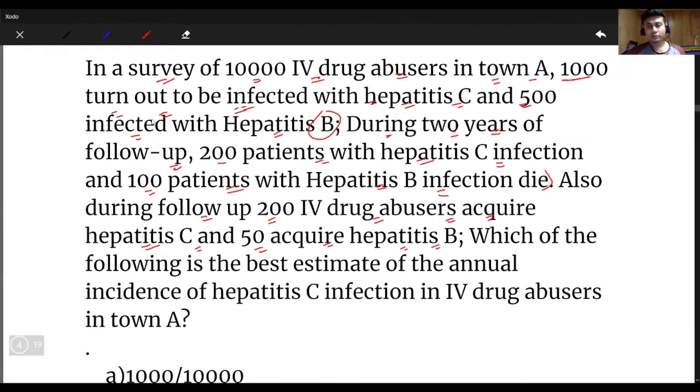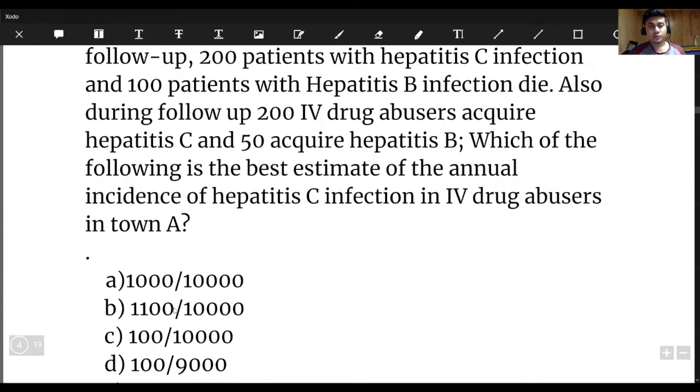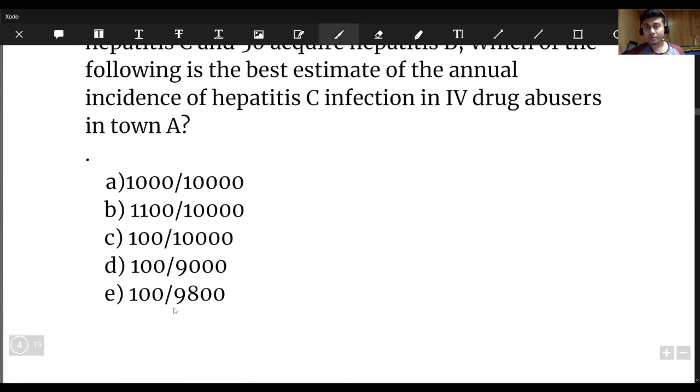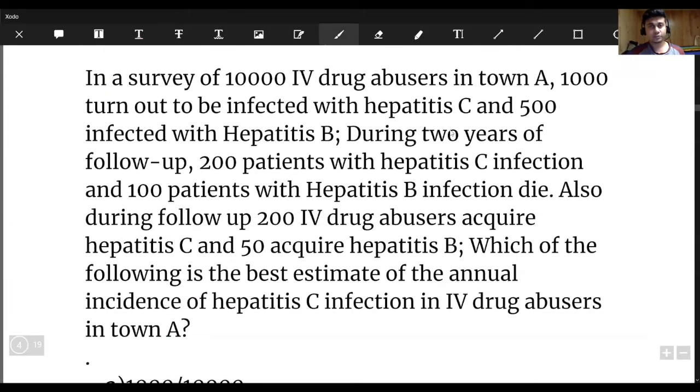Now, which of the following, the main question, is the best estimate of the annual incidence of hepatitis C infection in IV drug abusers in town A? Let's read the options. The first one is 1,000 divided by 10,000. Now they are asking about hepatitis C infection. But if you look at the question, the total population is 10,000. That's good. But 1,000 of them already have hepatitis C.